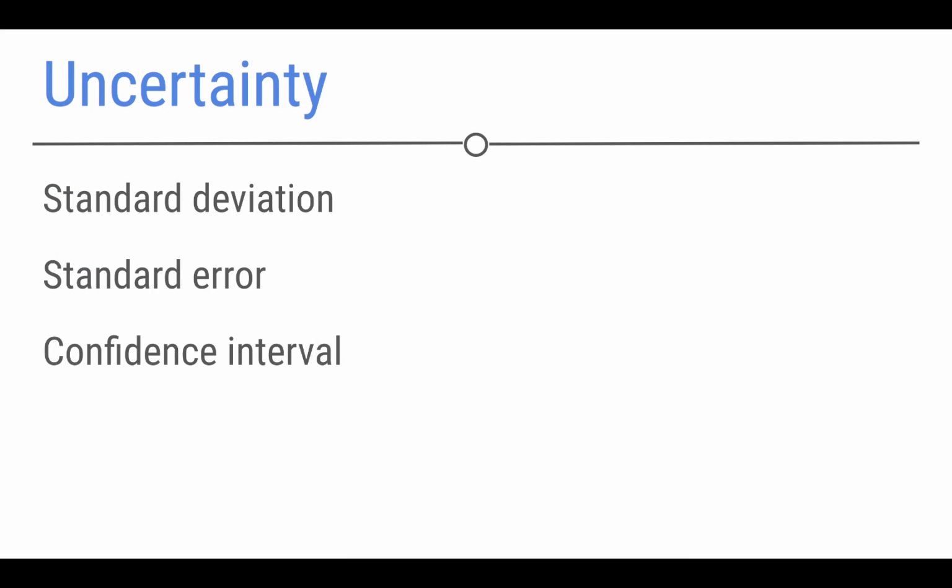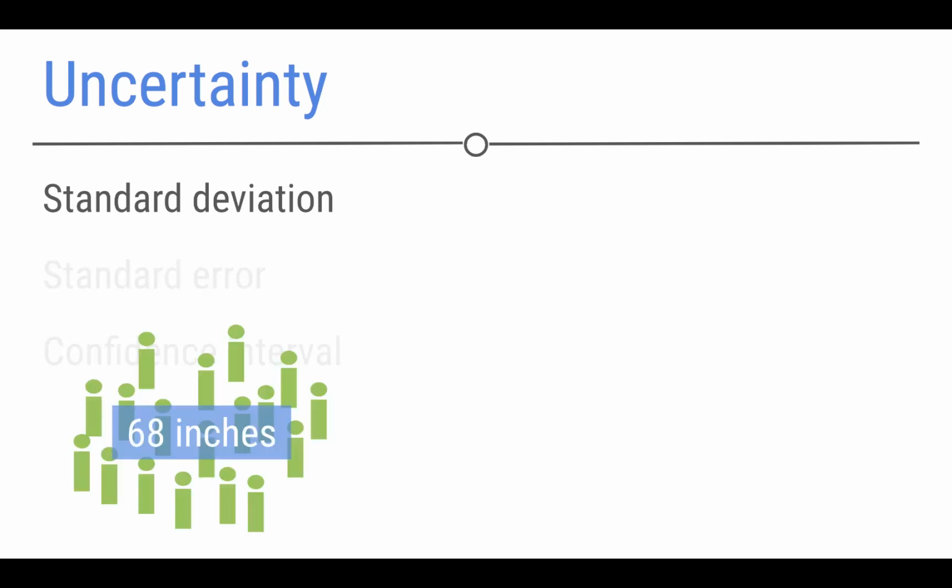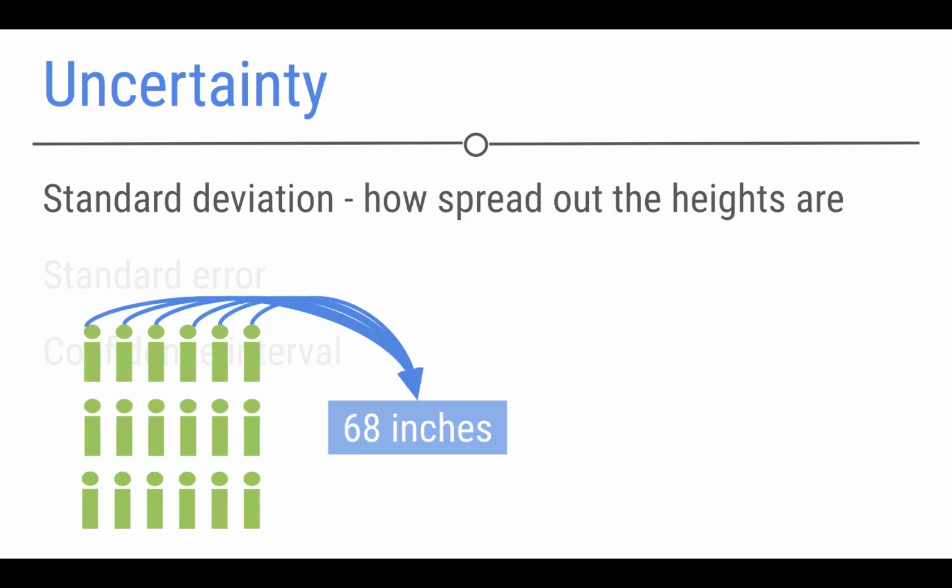We're going to be talking about three different measures: standard deviation, standard error, and confidence intervals. Let's start with standard deviation. Standard deviation is a measure of how spread out the heights in our samples are. We know that the average height here is 68 inches, but that doesn't necessarily mean that every individual in our sample is 68 inches tall. So standard deviation tells us how spread out those heights are.